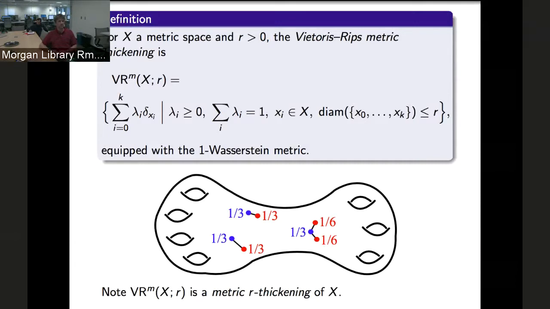Questions so far about the Wasserstein distance? I think here I'm trying to give you an intuitive notion.